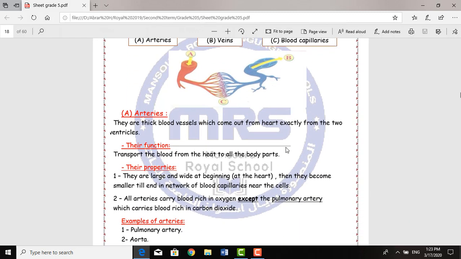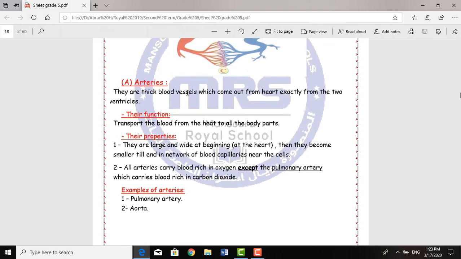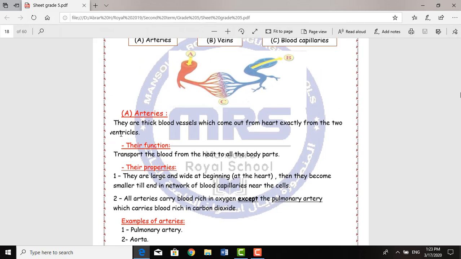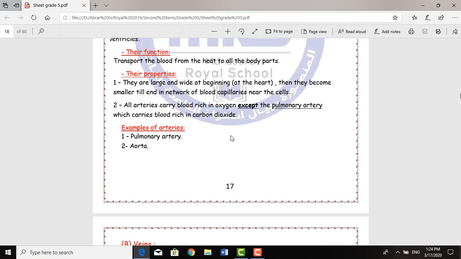First of all, let's talk about arteries. The arteries are thick blood vessels which come out from the heart, exactly from the two ventricles. The arteries always start from the two ventricles. What is the function of the arteries? The function of the arteries is to transport blood from the heart to all the body parts.